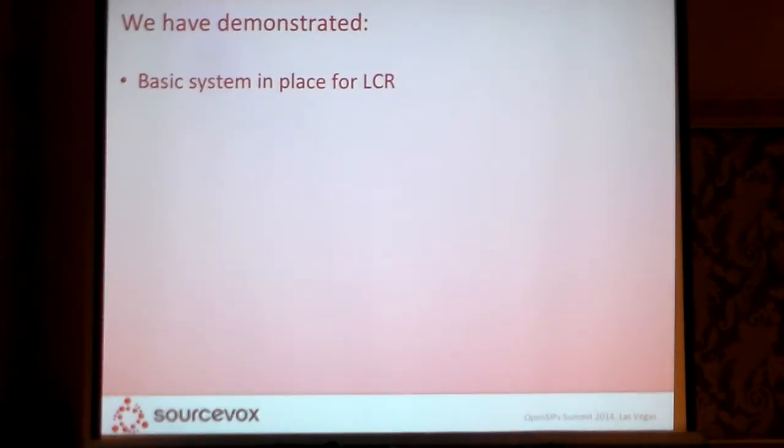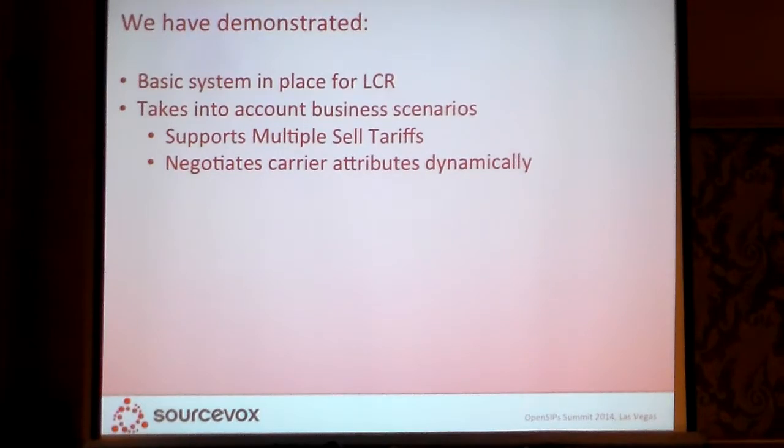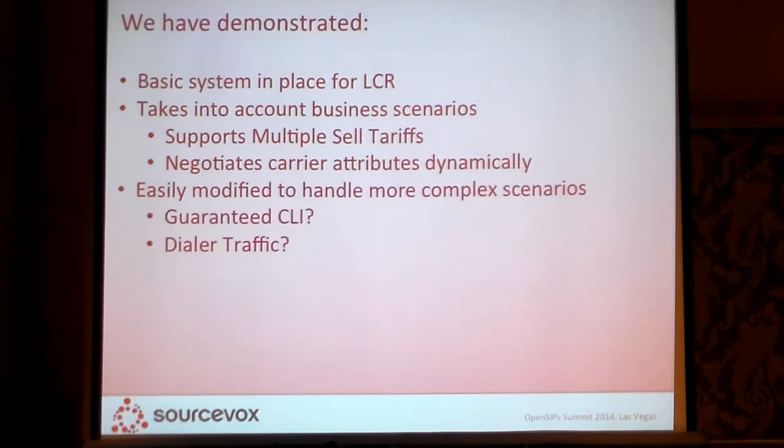We've got a basic system in place for least cost routing. It takes into account business scenarios and supports multiple sell tariffs. We've only got 3 sell tariffs at the moment. There's no reason why we couldn't have 4, 5, 6 or 7. In the original example I gave, if we'd had 4, 5, 6 or 7 sell tariffs, you'd have had to have 4, 5, 6, 7 times 70,000 prefixes. Then you'd have to have an external application comparing what we're selling at with what we're costing at and constantly doing all these updates. And that really does get unscalable.